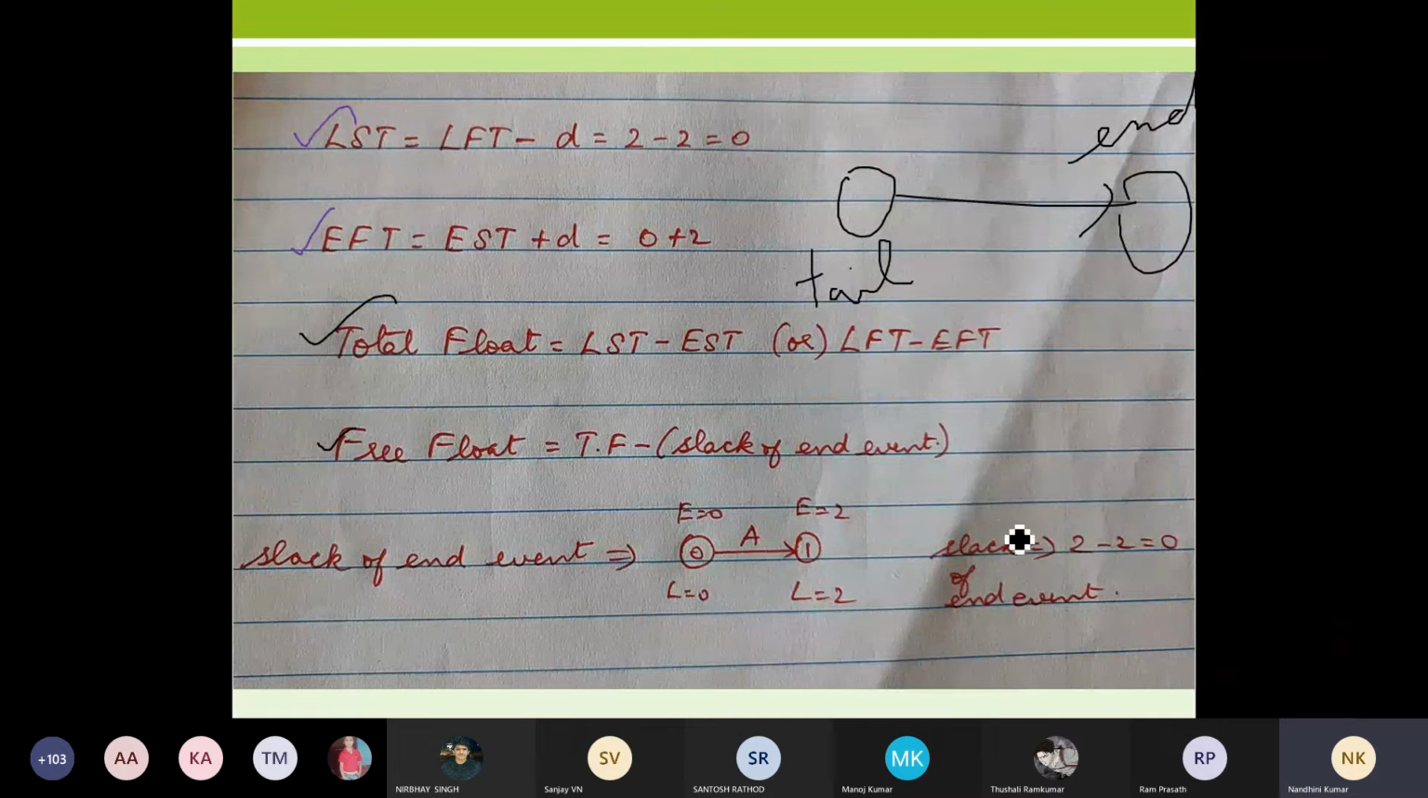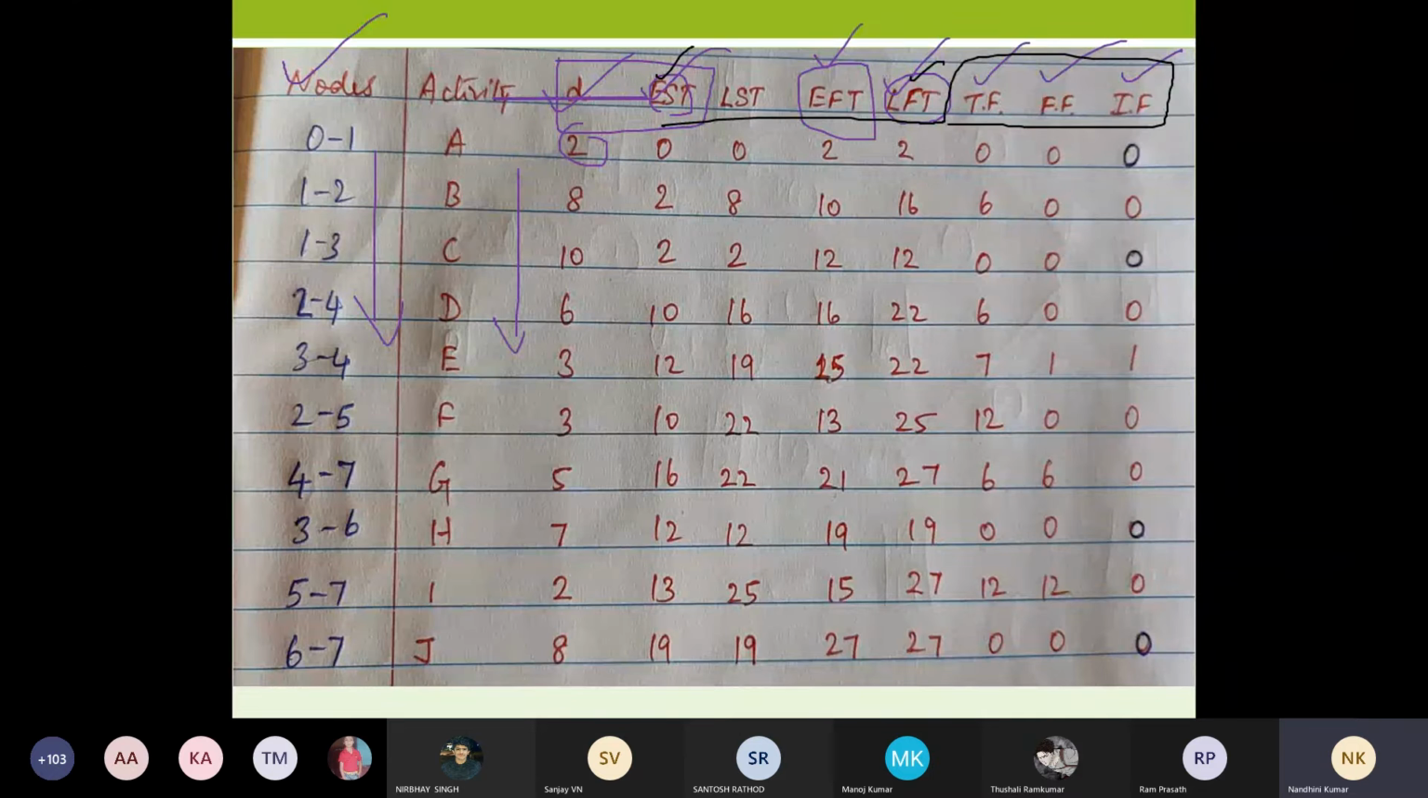So I already have 0 here, and my total float is 0 here. So 0 minus the slack of my end event, which is 0. So 0 minus 0 is going to give me 0. This is how you calculate your free float. So that also you have calculated. And the last thing is nothing but your independent float.